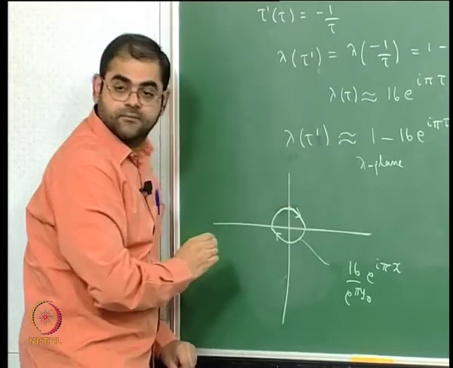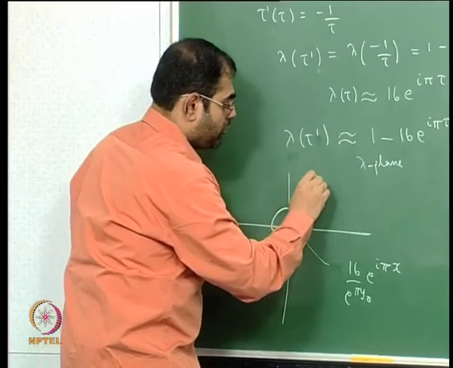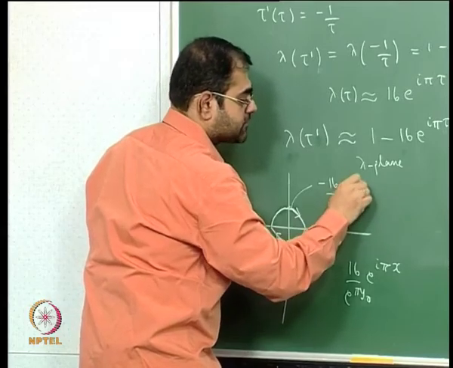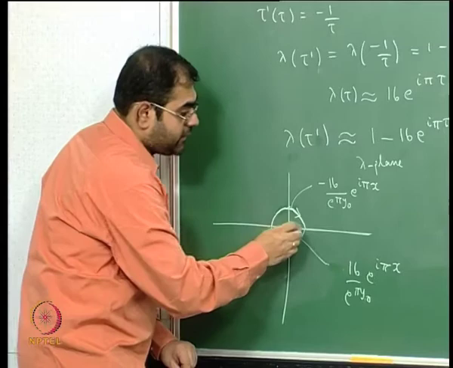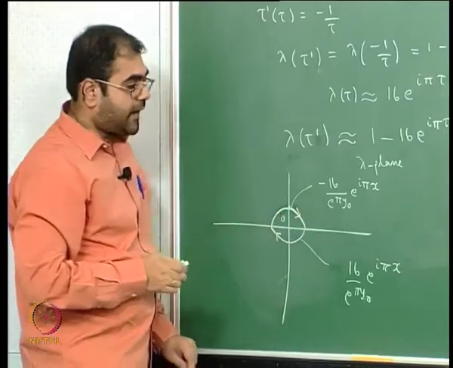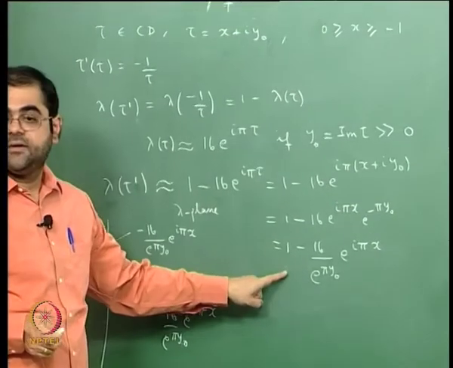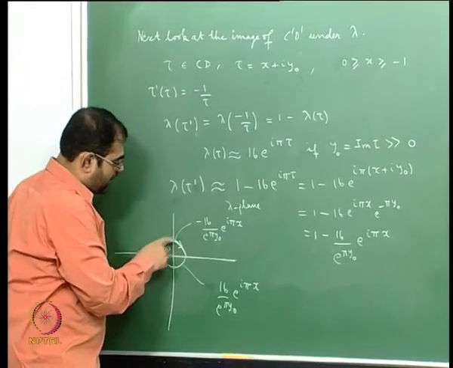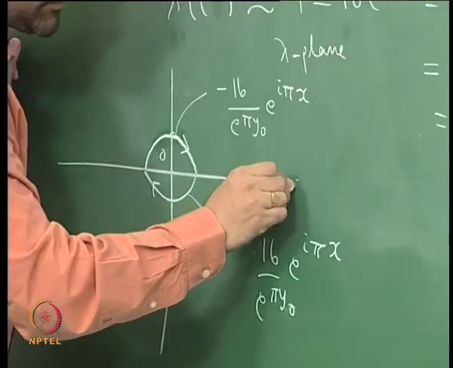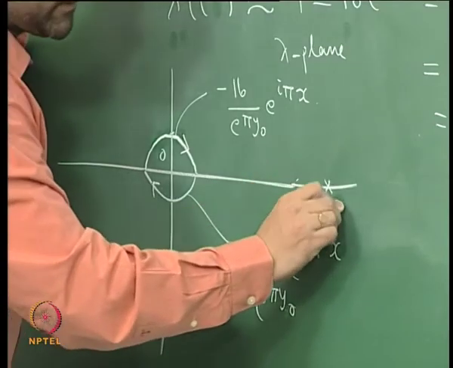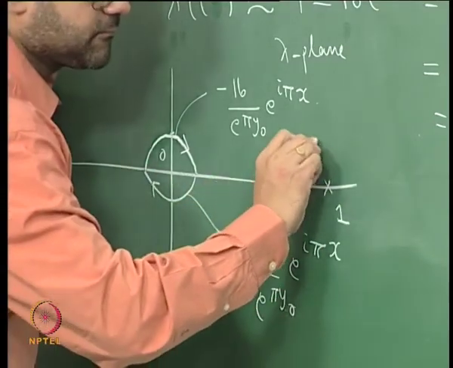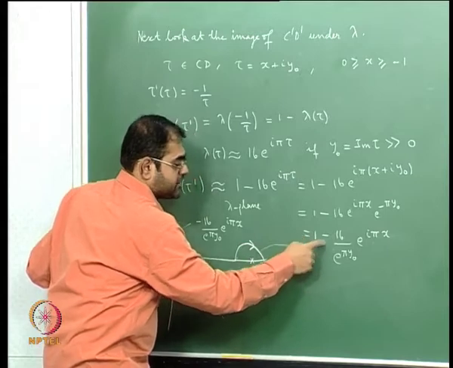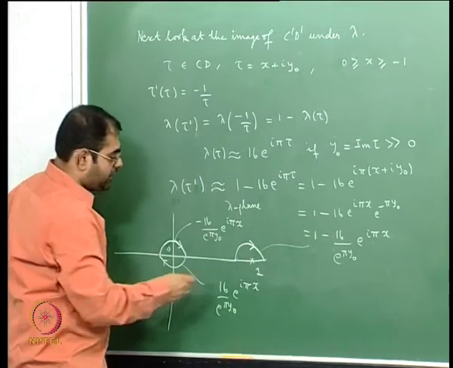So this will trace for me minus 16 by e power pi y naught into e power I pi x, okay, and this will be centered at 0. And then if you want to trace the image of this, you will have to shift it, you have to add 1 to it, so you have to shift this whole arc to the point 1. So if you have the point 1 here, then what I will get is this, okay, and this will be the image of this.